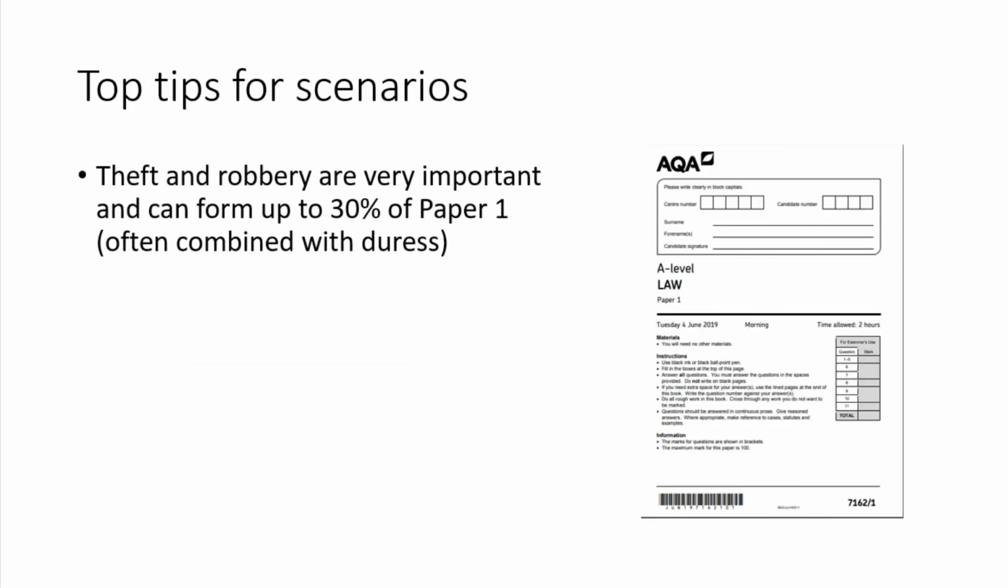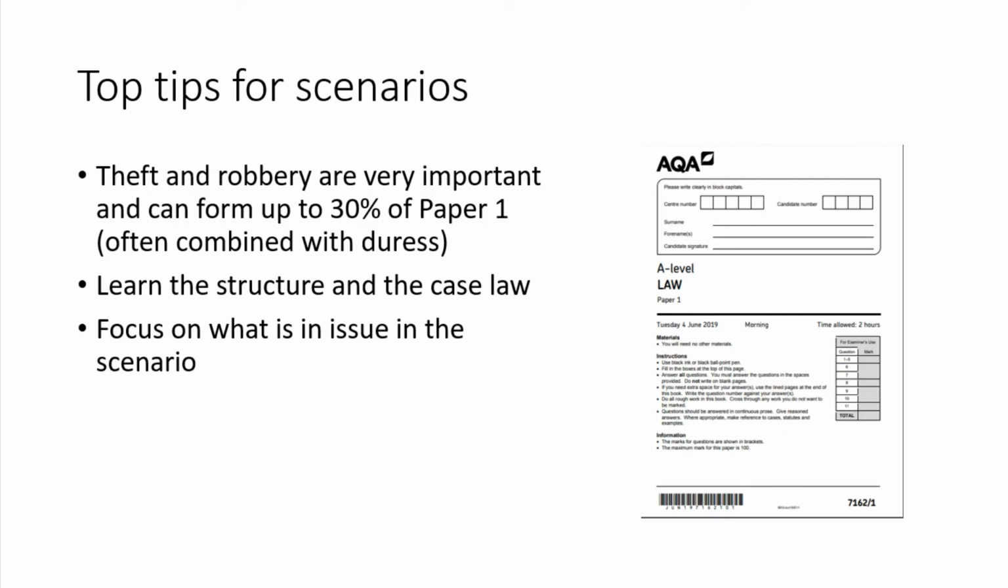My top tips for scenarios in paper 1 is that theft and robbery are really important and can form up to 30% of the paper. They're often combined with the general defence of duress. You need to learn the structure and the case law, but having said that, don't just repeat it all because you need to focus on what the key issues are in the scenario. Combine elements if you can, so that if you have a robbery and a theft, you might be able to do all the elements of theft first and then just add in the extra bits for robbery.